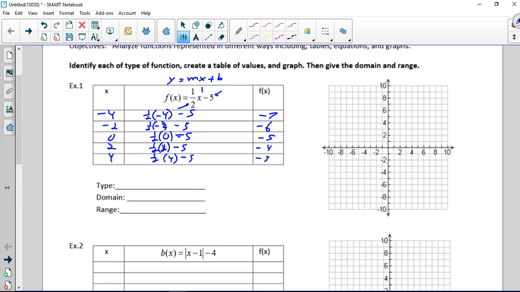And we plug these in, or plot them: -4, -7, -2, -6, 0, -5, 2, -4, and 4, -3.